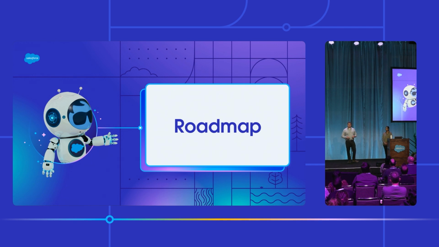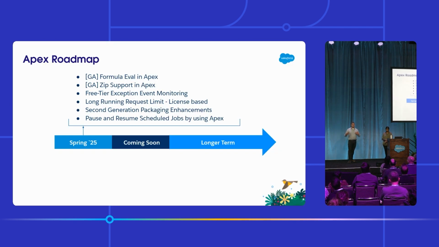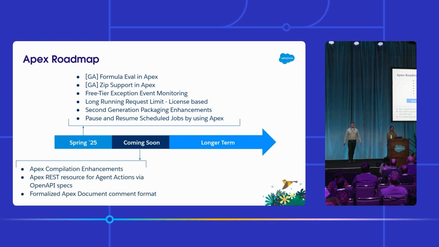And with that, we'll do a quick run through of the roadmap. So we've already talked about a number of these points. A couple of things we didn't have time to go into in depth. The limit for the number of concurrent long-running requests is now based on the license of the orgs. So larger orgs will naturally have a larger long-running request limit, up to about 50, depending on the number of licenses they have. You can also now pause and resume scheduled jobs directly from Apex, giving you the control there if you need to stop them for some long-running request or something.